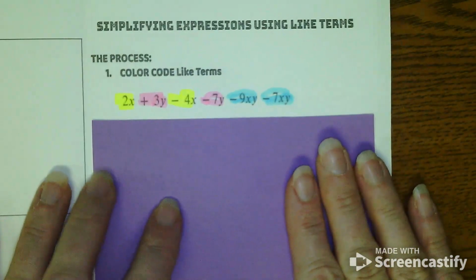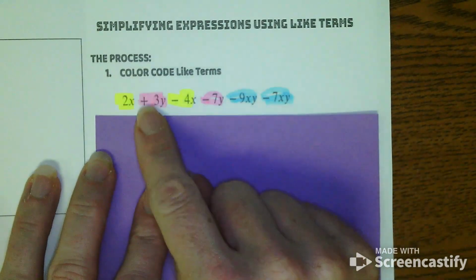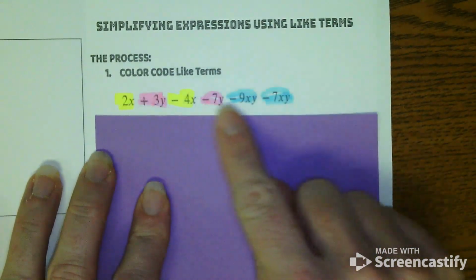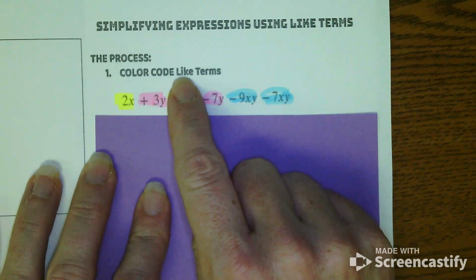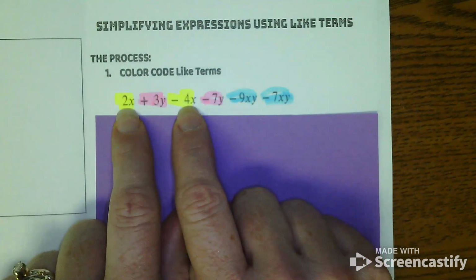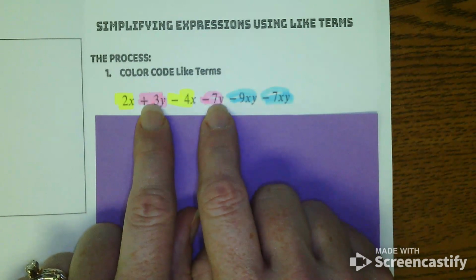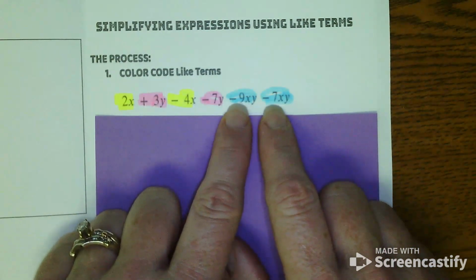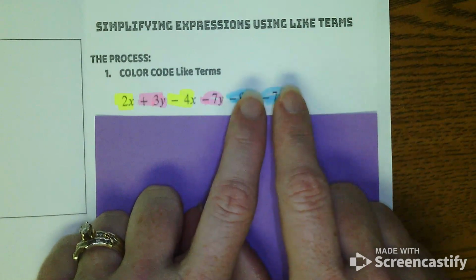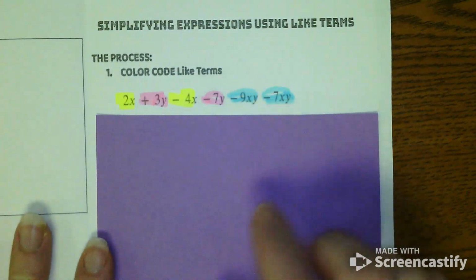All right, with 2 or 3 colors, I would like you to take this expression with all of these terms, and I want you to color code the things that are like. So both of these, 2 and -4, both have x's. 3 and -7 both have y's. And -9 and -7 have xy's. So they are their own category, okay?